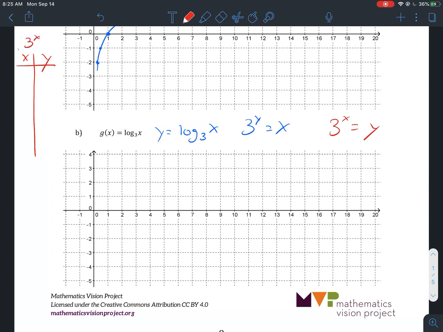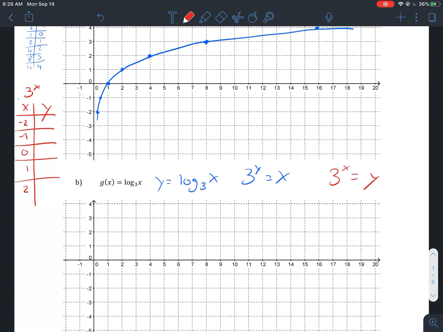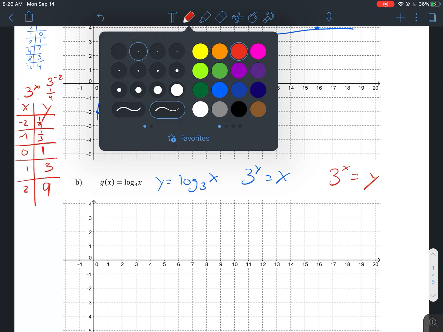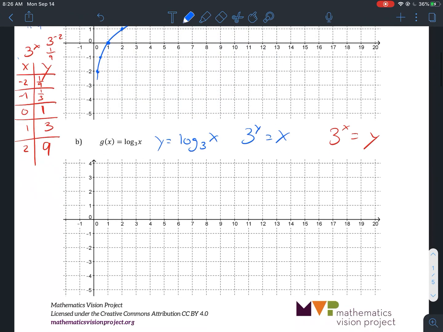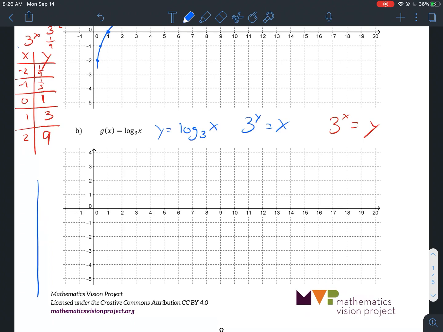So let's find points on our inverse function, which would be 3 to the power of x. We can plug in -2, -1, 0, 1, and 2. So if we plug in -2, 3 to the -2 is going to be 1 over 9. 3 to the -1 is going to be 1 over 3. 3 to the power of 0, 1. 3 to the power of 1 is 3, and 3 to the power of 2 is 9. So those are the points on our exponential graph.